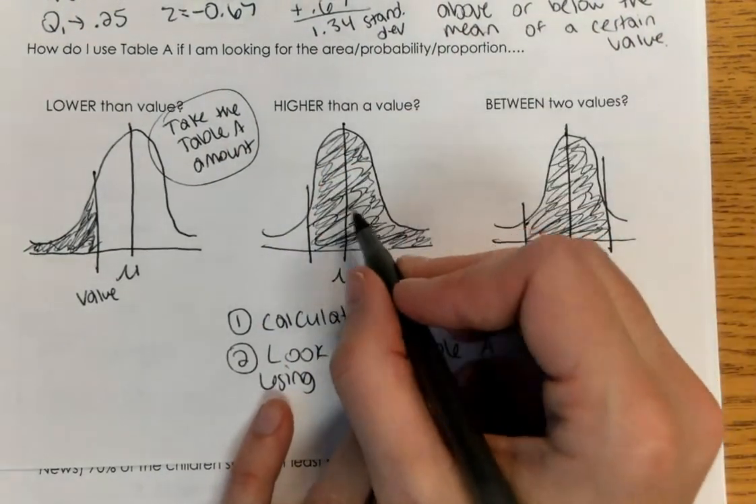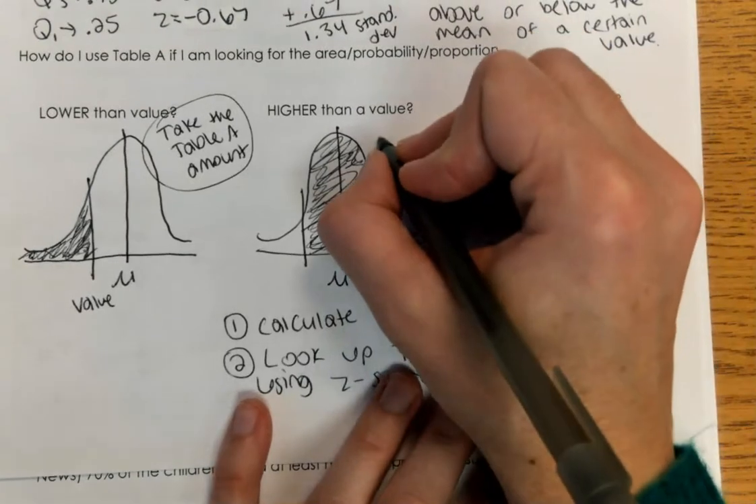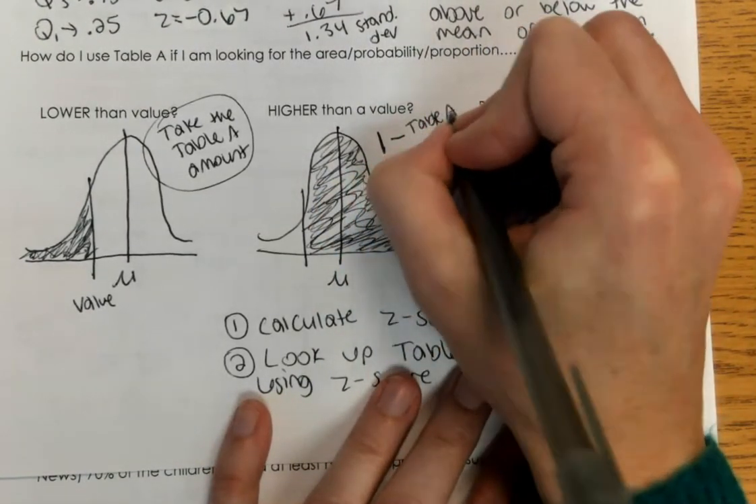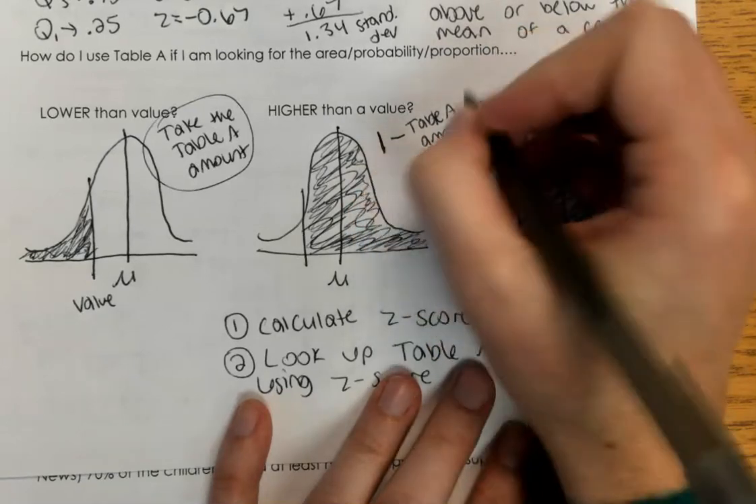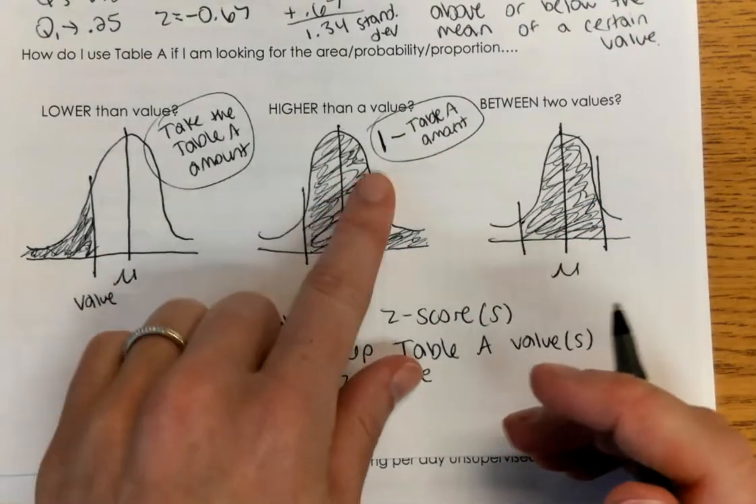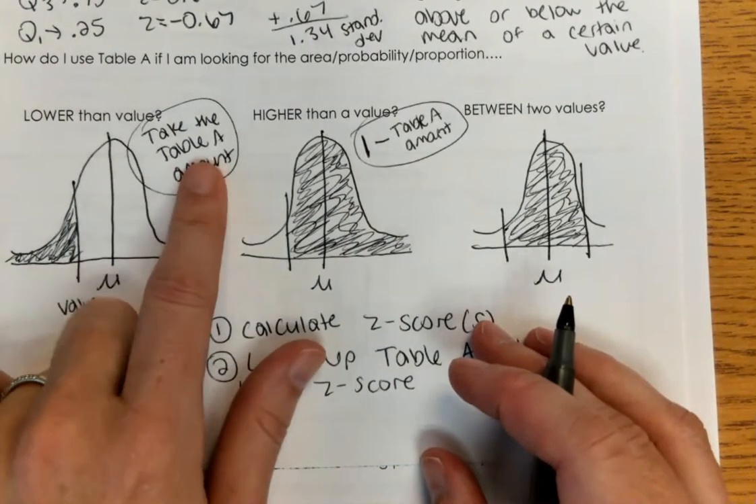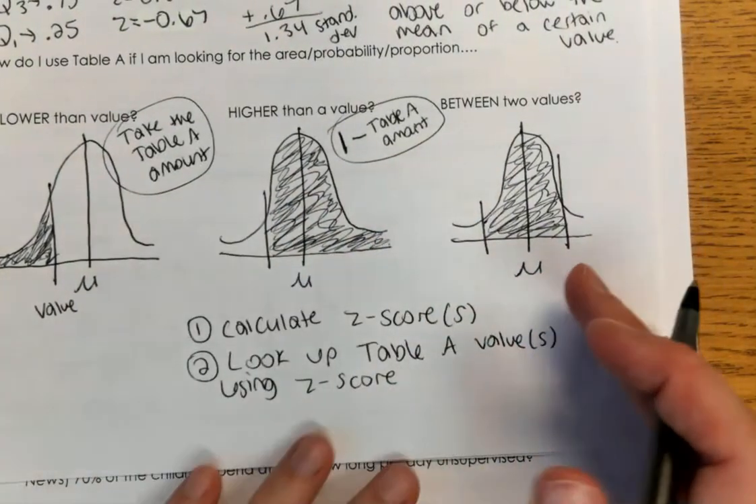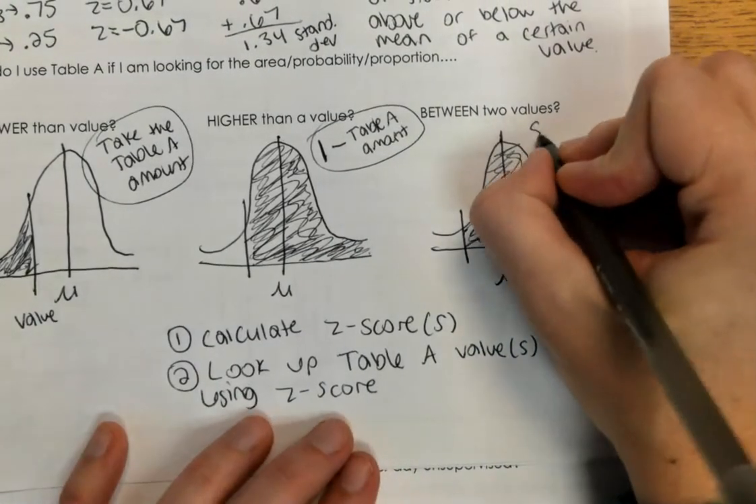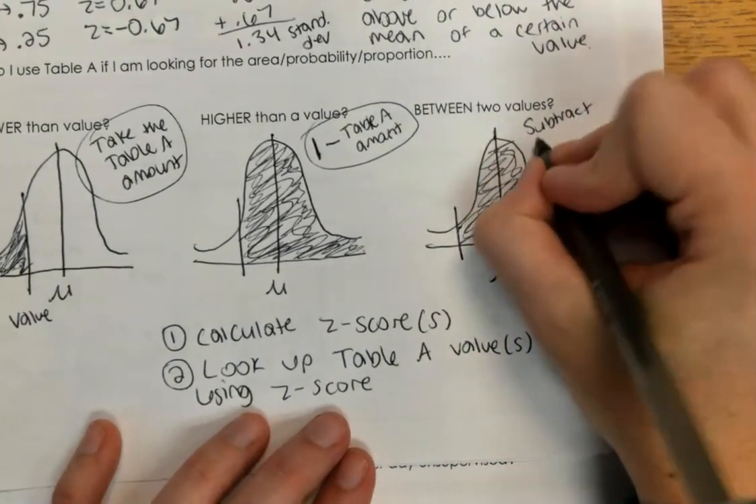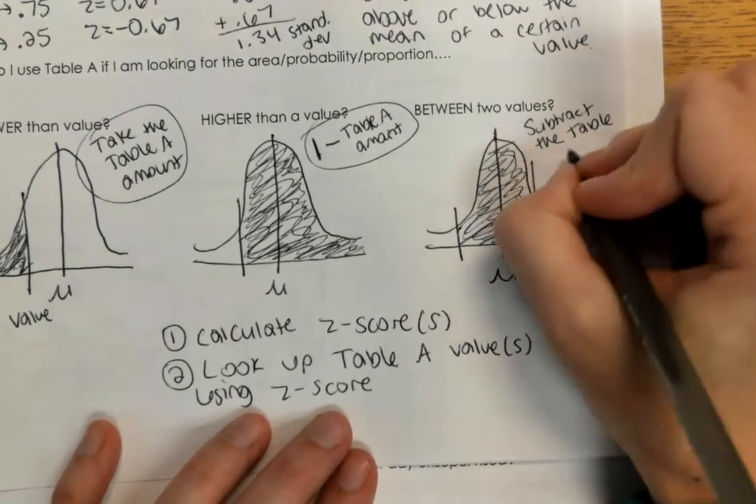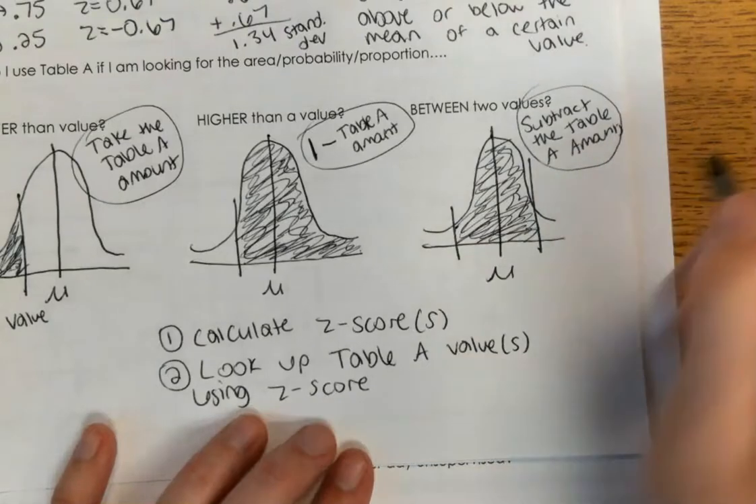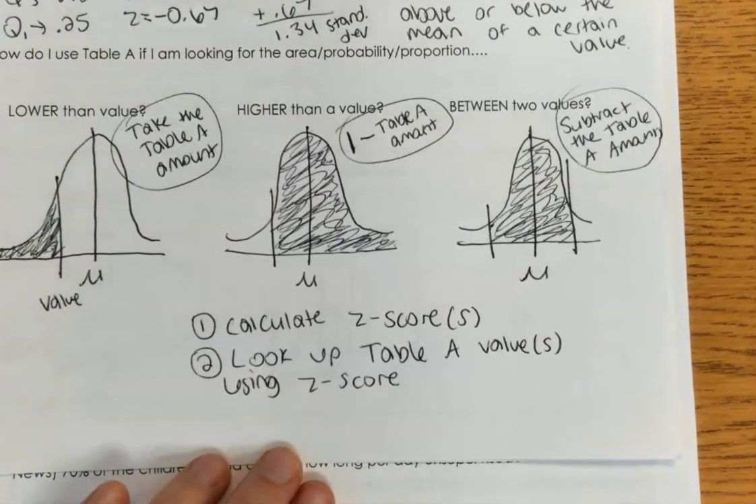If you're looking for something to the right of a z-score, you're going to do 1 minus your table A amount. So you're going to subtract it from 1 if you're looking for something higher, if you shade it to the right. So lower, you just take the table A amount. Higher, you do 1 minus the table A. And then between the two values, you subtract the two table A amounts. So those are the three scenarios that we've talked about, right?